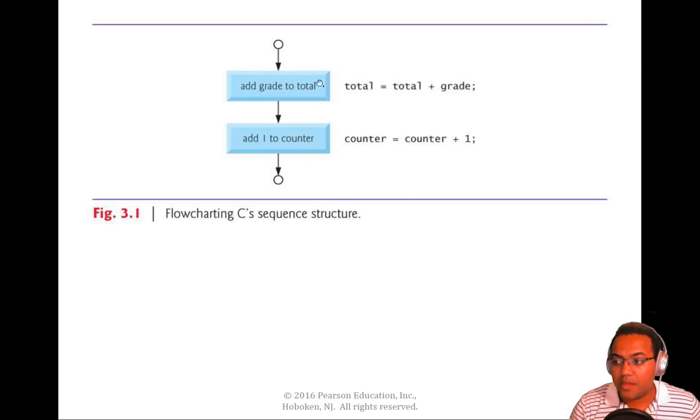And here we go. Action. Add grade to total. Action. Add 1 to counter. Now there's an easier way to write this. Counter equals counter plus 1 can also be written as counter plus plus. Counter plus plus is the shorthand for counter equals counter plus 1. You can also write the shorthand total plus equals grade. What that essentially means is total equals total plus grade, but that's a shorthand.